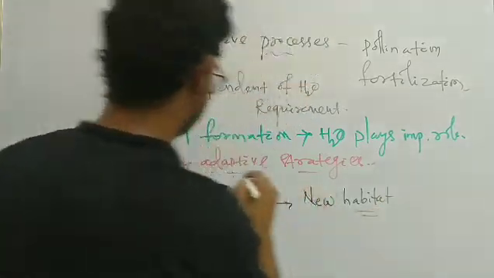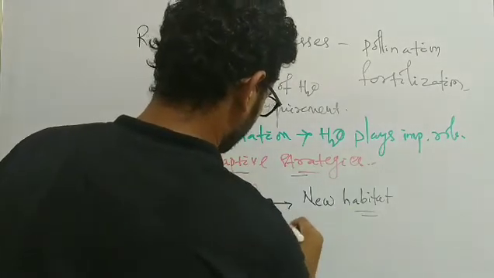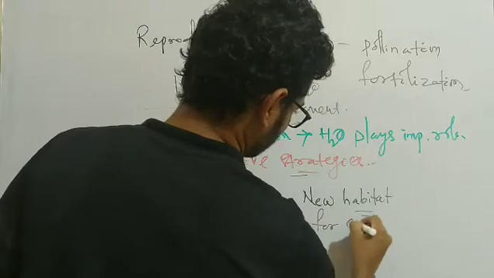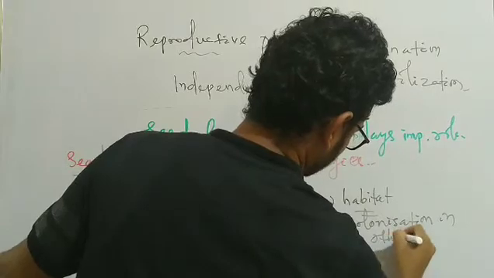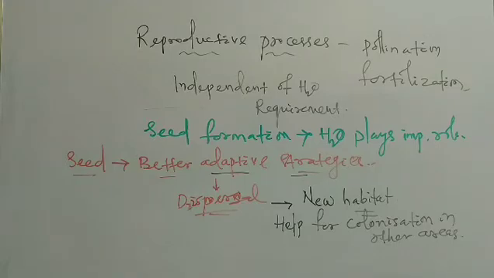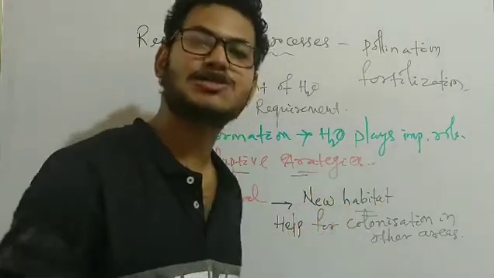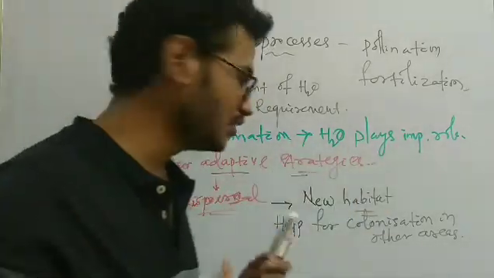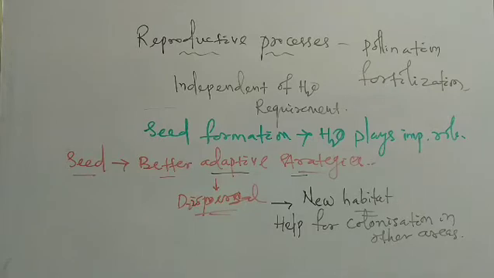So without proper adaptive strategy, the seed cannot grow in a new habitat, and it helps the species to colonize other areas. So it helps colonization in other areas. Okay, so as it gets dispersed to a new habitat, at that particular habitat it starts to grow, it starts to make a colony, and it is because of its better adaptive strategy.